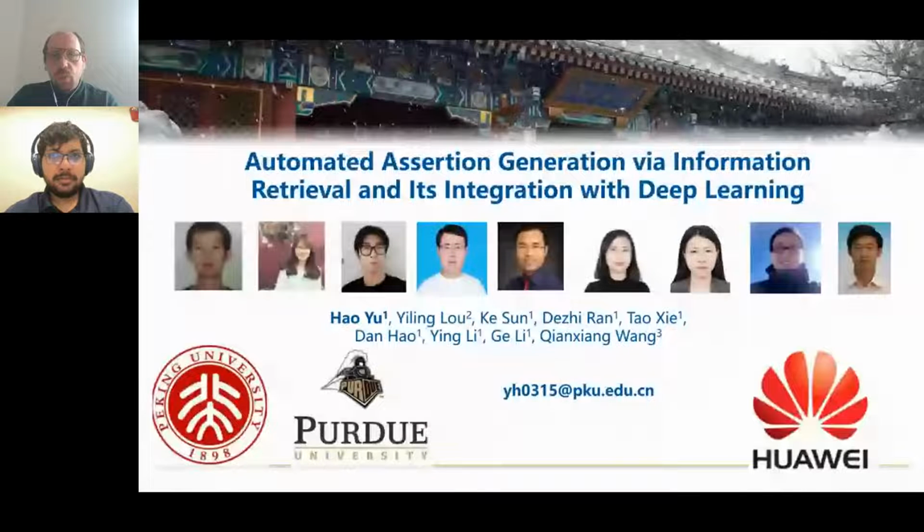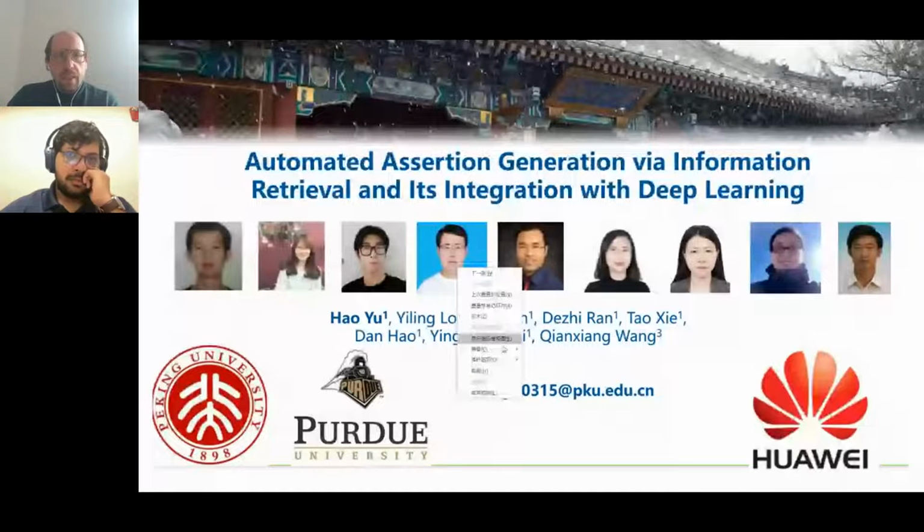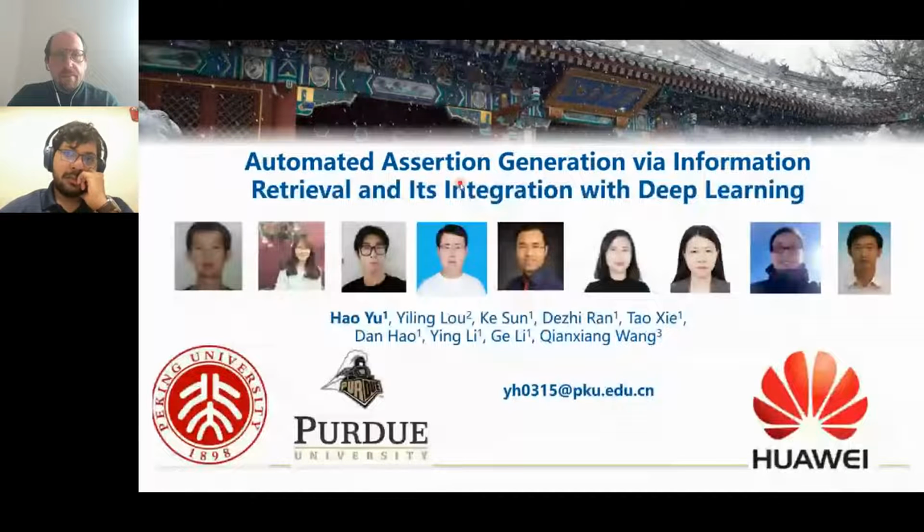So let me now invite the third presentation, from Hao Xu, on automated assertion generation via information retrieval and its integration with deep learning. Okay. Hello, everyone. I'm Hao from Peking University. The title of our work is Automated Assertion Generation via Information Retrieval and its Integration with Deep Learning. This work was done in collaboration with Peking University, Purdue University, and the Huawei company.